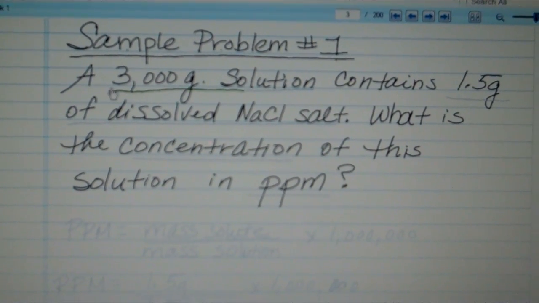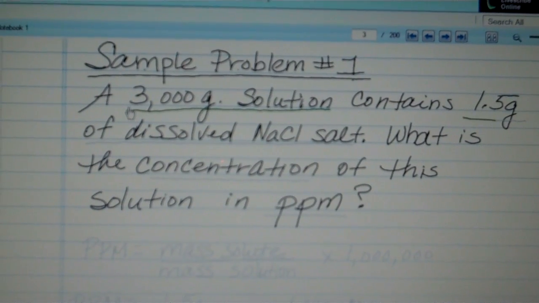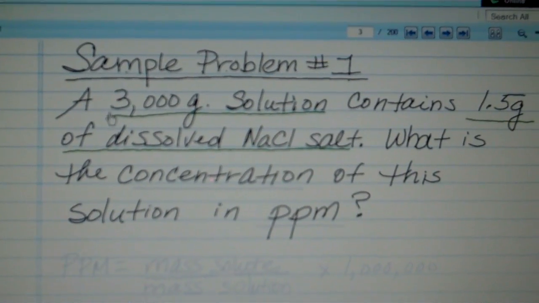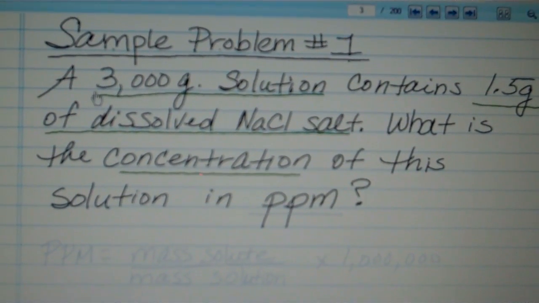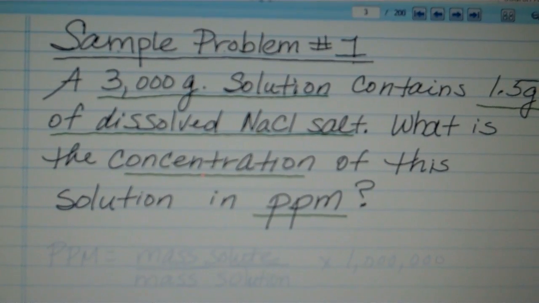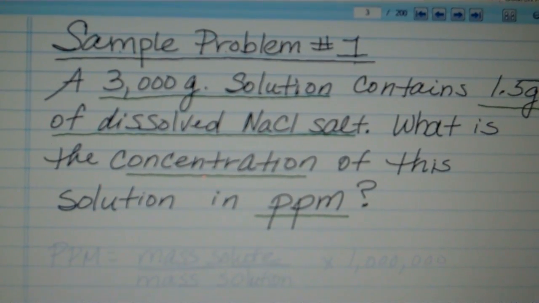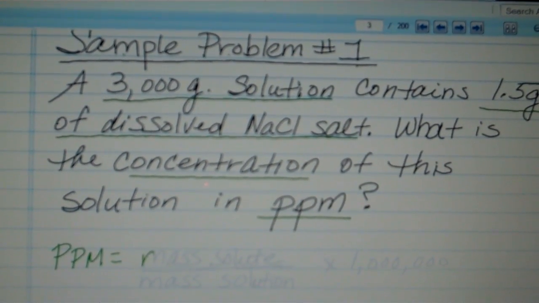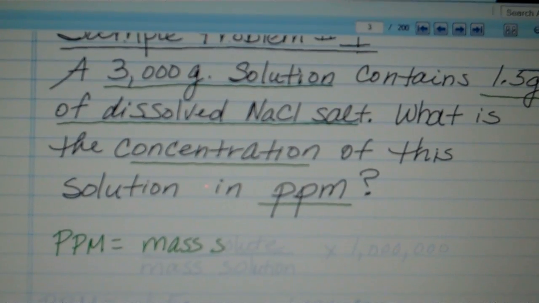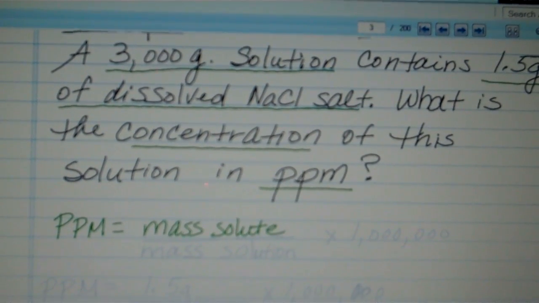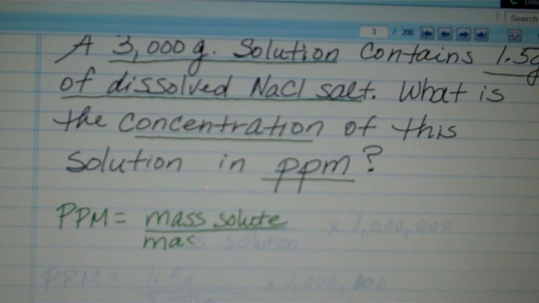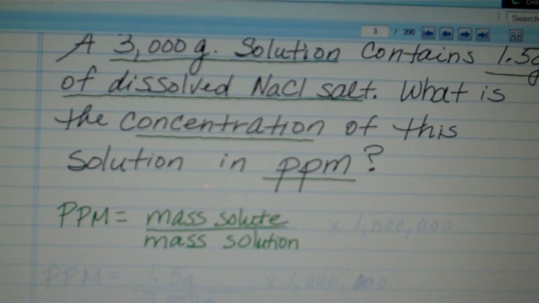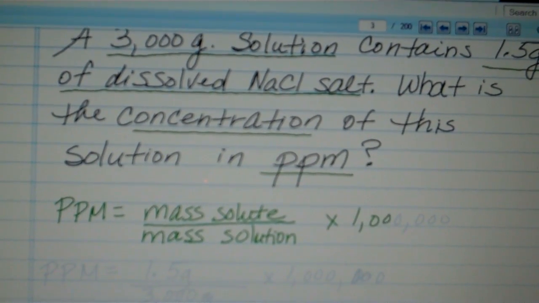We have 3,000 grams of solution. We have 1.5 grams of the salt. And we want to know what is the concentration in parts per million. So that's the important part that we want. We're going to write the equation like we always do. We're going to write the mass of solute over the mass of solution times 1 million.